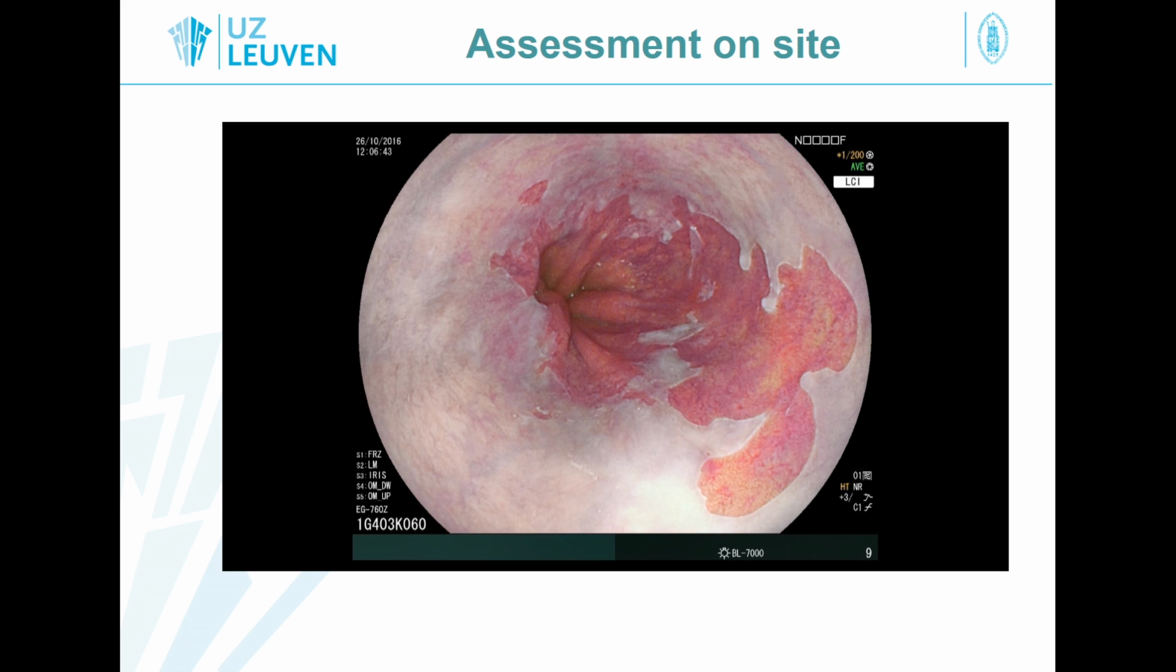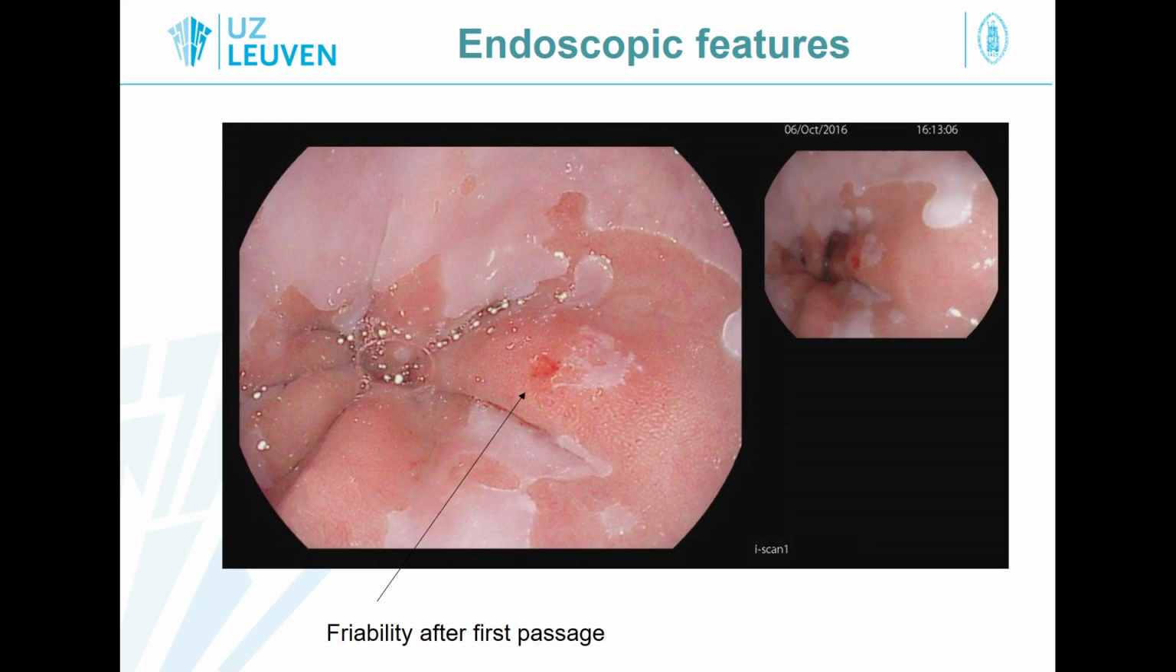So I've shown you all the 3 modes we had available. I agree. So this was the endoscopy prior to the EMR, and this was the assessment. What first caught my eye during the endoscopy before that is the friability after first passage. You see that it starts to ooze just by passing with the scope. This is what should draw your attention.